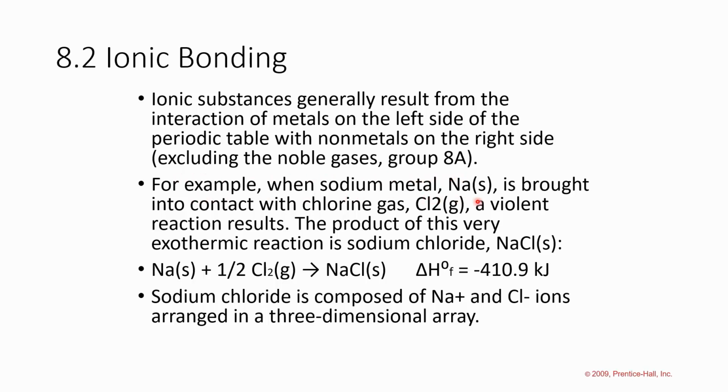Now, for example, when sodium metal, Na, is brought into contact with chlorine gas, Cl2, a violent reaction results. The product of this very exothermic reaction is sodium chloride, NaCl. According to this equation, you see, delta H degree formation equals minus 410.9 kilojoules. Sodium chloride is composed of sodium ions and Cl minus ions arranged in a 3-dimensional array.